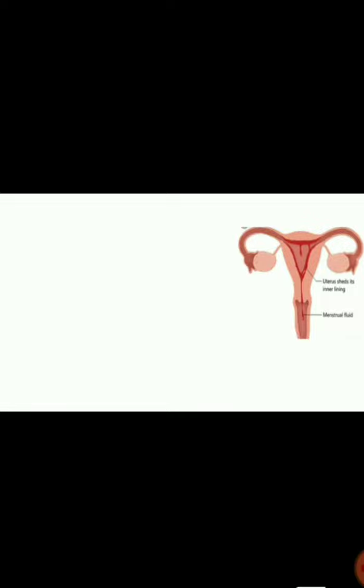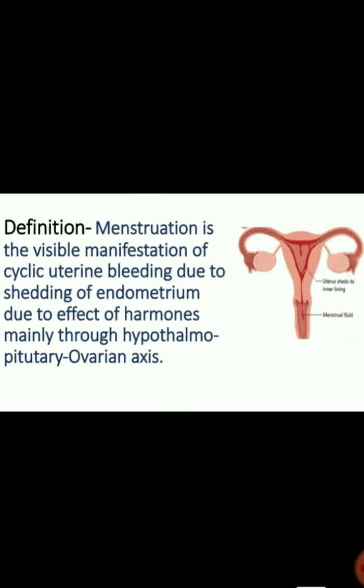How will you define the term menstruation? Menstruation is defined as the visible manifestation of cyclic uterine bleeding due to shedding of endometrium, due to the effect of hormones, mainly through the hypothalamo-pituitary ovarian axis.